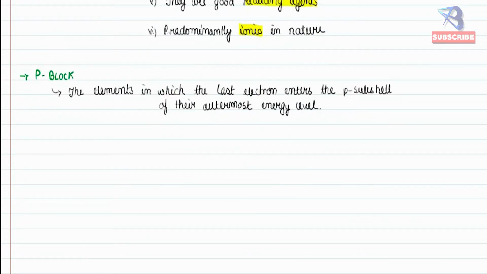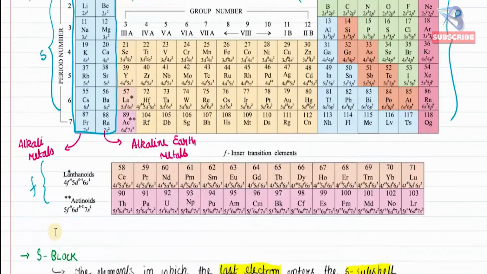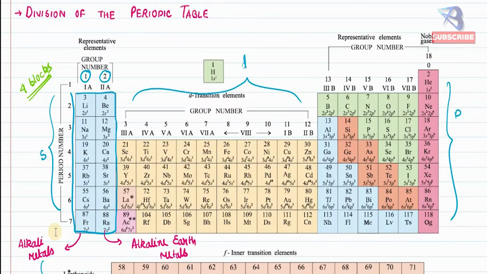Now we will start with the P block. The P block is similar to the S block. In the P block elements, the last electron enters into the P subshell of the outermost energy level. Similar to the S block, where it entered into the S subshell, now it will enter into the P subshell. Where is the P block located? The P block is located in the extreme right here. Groups 13, 14, 15, 16, 17 and 18 constitute the P block elements.